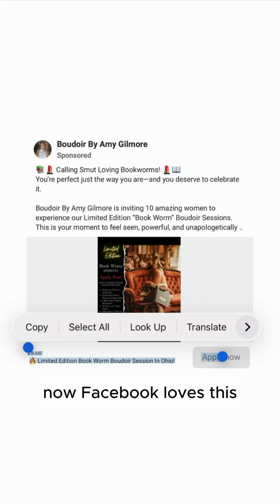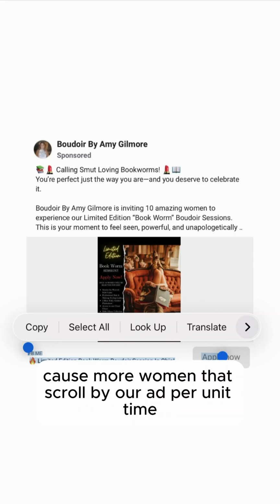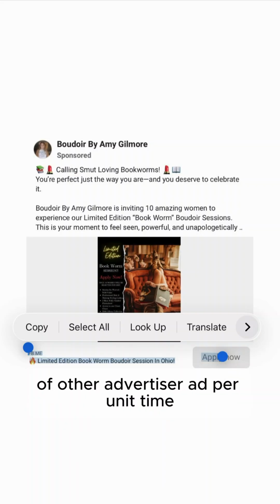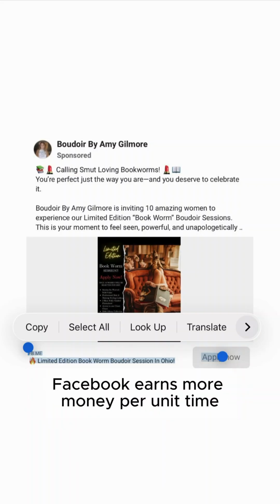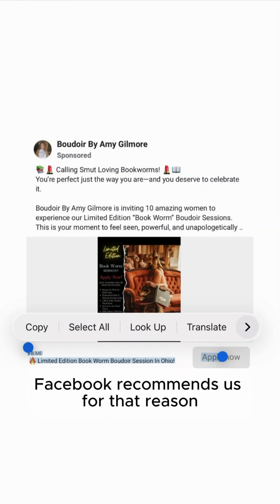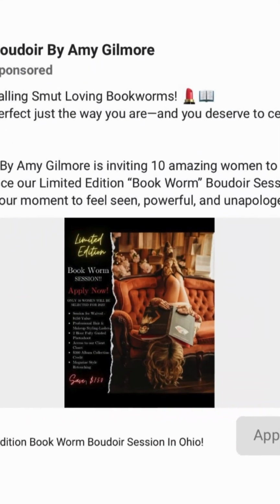Now Facebook loves this because the more women that scroll by our ad per unit time, that means Facebook can serve more impressions of other advertisers' ads per unit time. Facebook earns more money per unit time the more women scroll by our ads per unit time. So we never want to follow what Facebook recommends for us, for that reason.